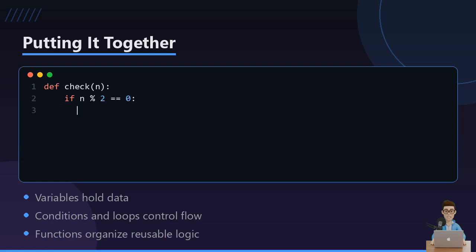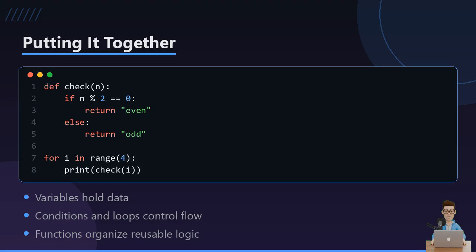So here's the trick to seeing it all connect. This function checks if a number is even or odd, and the loop calls it 4 times in a row. Notice how variables, a condition, and a loop are all working together inside one small function. That combination right there is basically the engine behind most Python programs you will ever write.